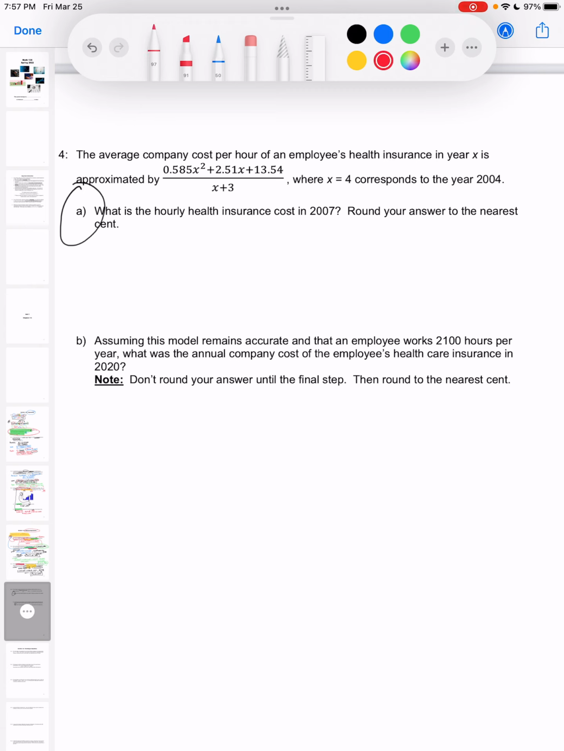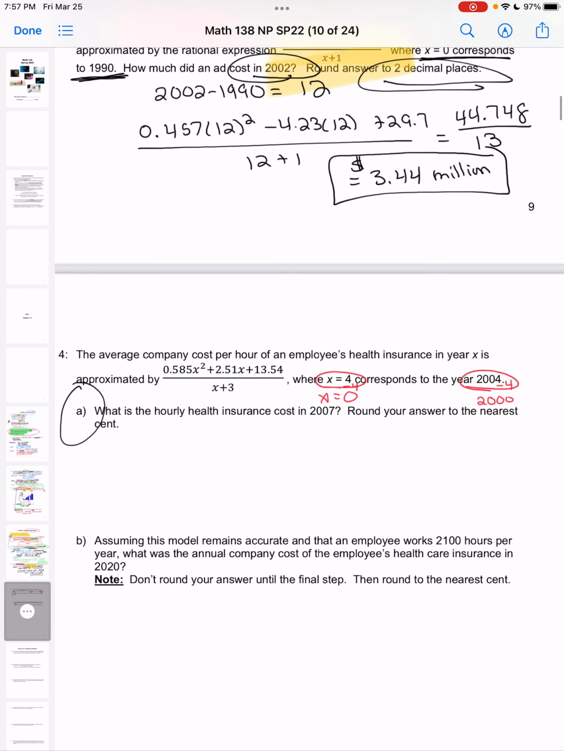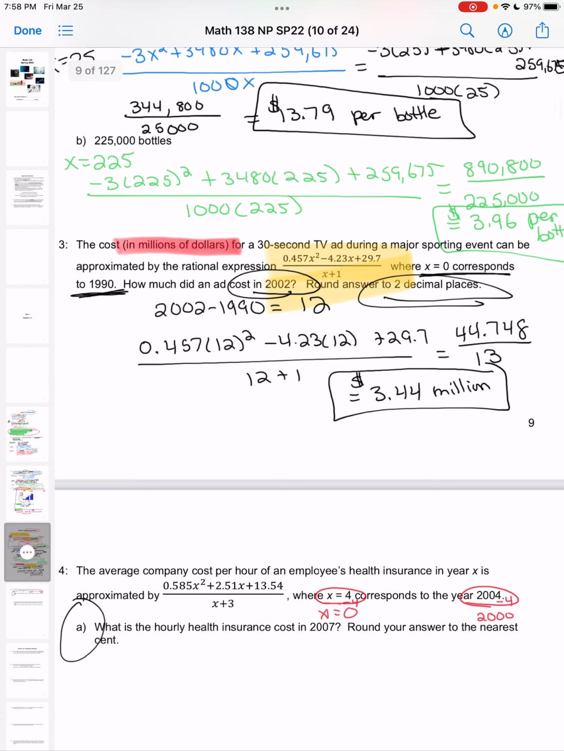All right, so it can be a little tricky. I gave you x equals 4, in this case. So I need to figure out what x equals 0 is. So I'm going to subtract 4 because that would give me 0. 4 minus 4 is 0. And what I do to one side, I have to do to the other. So x equals 0 in this case is 2000. That's my base.